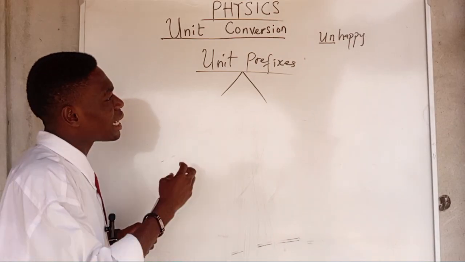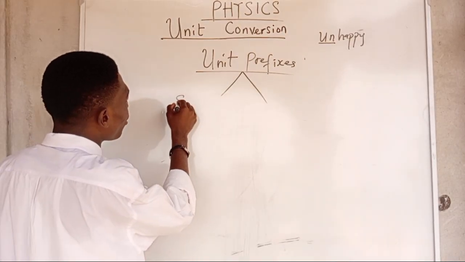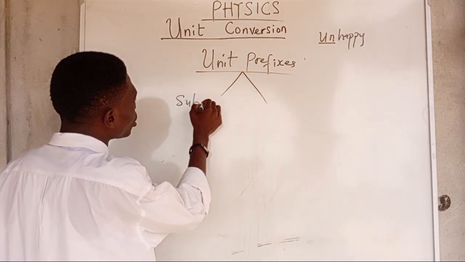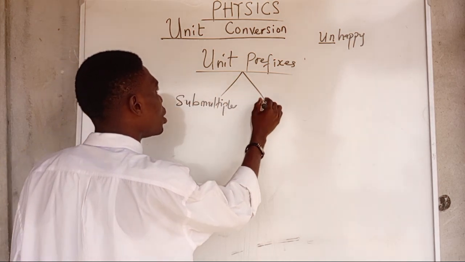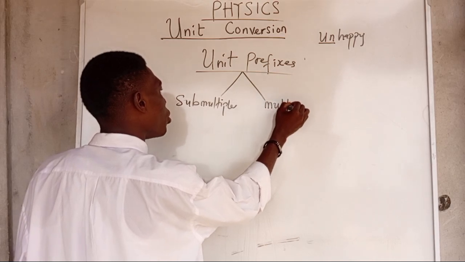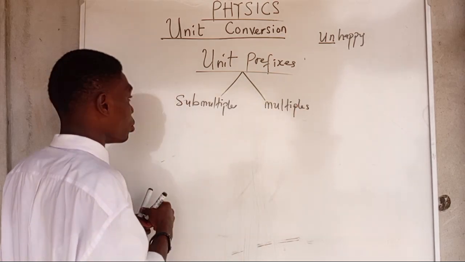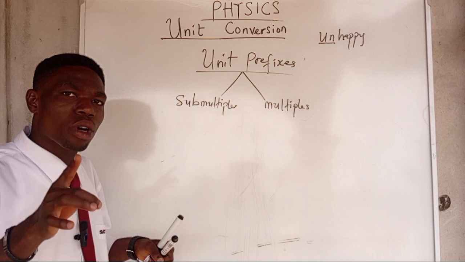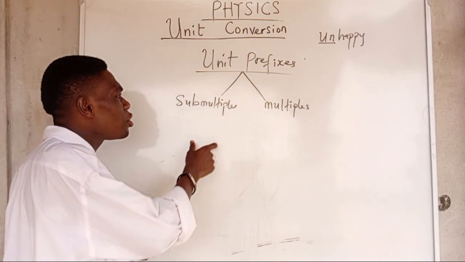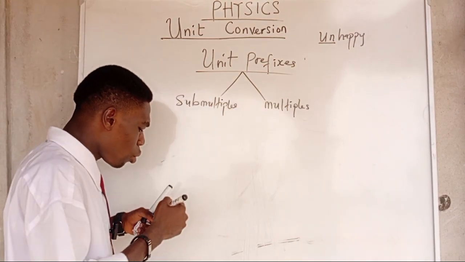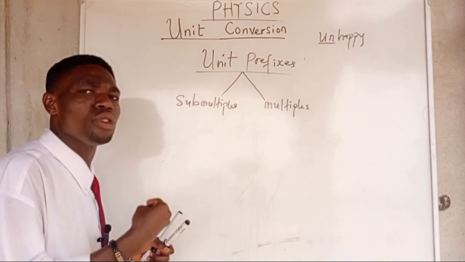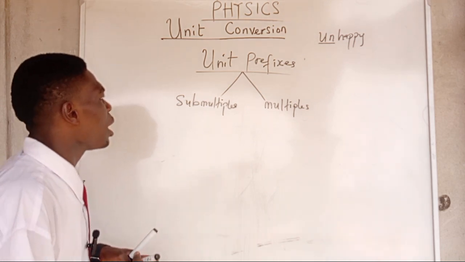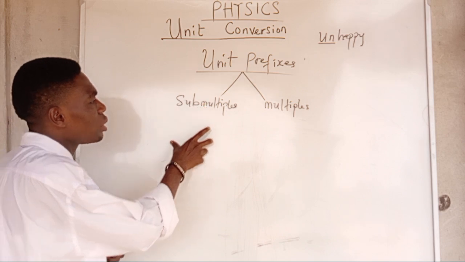Unit prefixes are divided into two. We have what? Submultiples. Yeah, sub what? Multiples, and then multiples. Submultiples and multiples. And you know what? You even know unit prefixes, but the problem is that you don't know how to use them to convert units or to do unit conversions. And so today I'm going to be helping you to understand them.